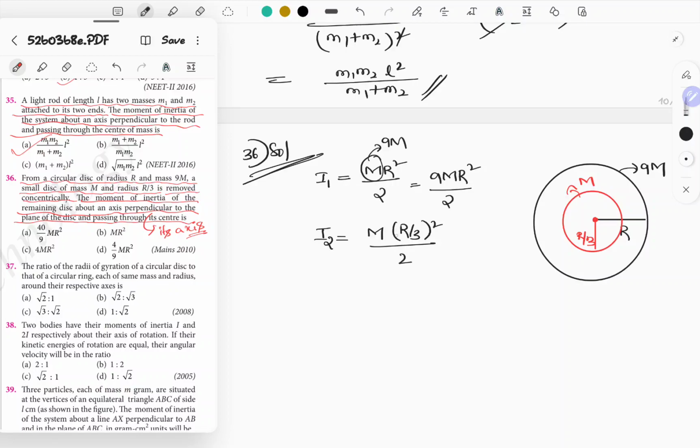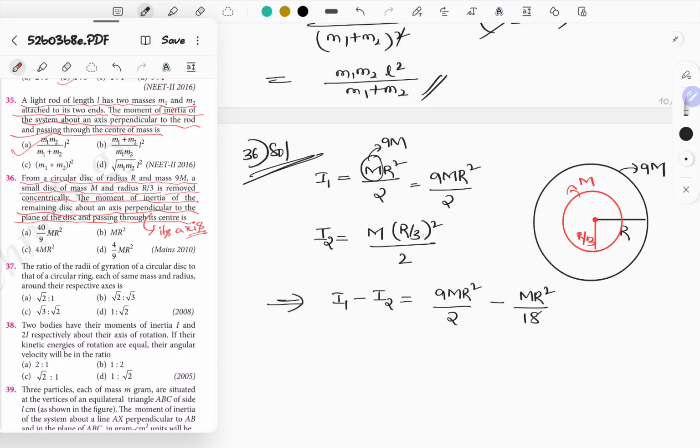I'm just following that formula. Here the radius is r by 3. Now I need the moment of inertia of the remaining portion, in the sense the moment of inertia of the original body minus the moment of inertia of the removed portion will give you the exact answer. It is going to be 9mr square divided by 2 minus mr square divided by 18.